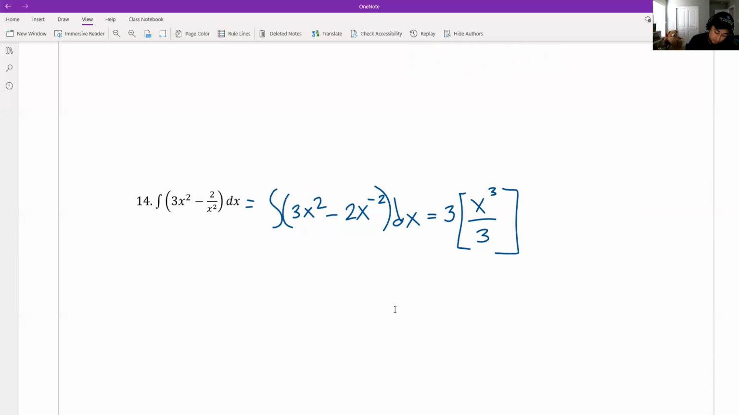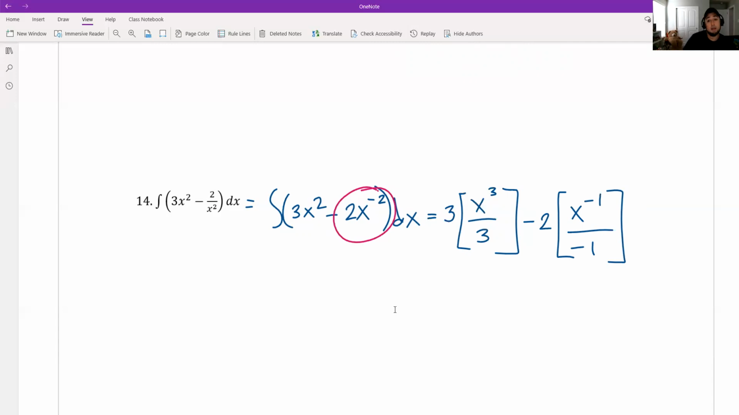Now let's look at the second term, 2x to the negative 2. That's going to be minus, the 2 is going to wait outside, and again, you will power rule. Add 1 to negative 2, and you'll get x to the negative 1 over negative 1. There it is. That's by power rule. So now you see how fast we can work these. Well, how fast I can work these.